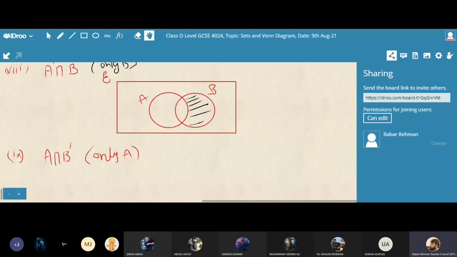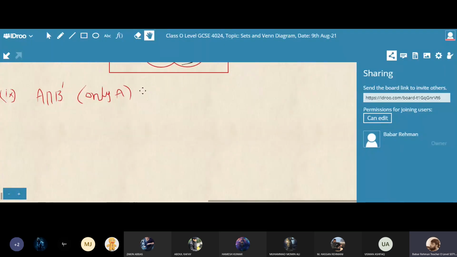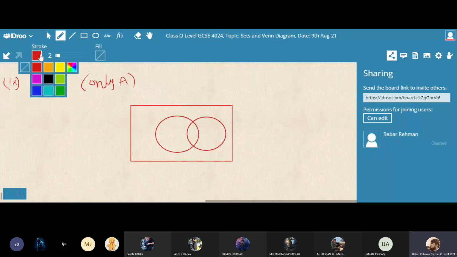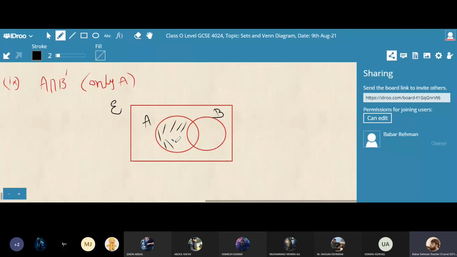Okay. Which diagram have you drawn? Like this, I'm drawing over here. Okay, only A will be shaded. Kindly check in your notebook. Is this the same as I have drawn for you? Is this the same thing? Yes, sir. Good.